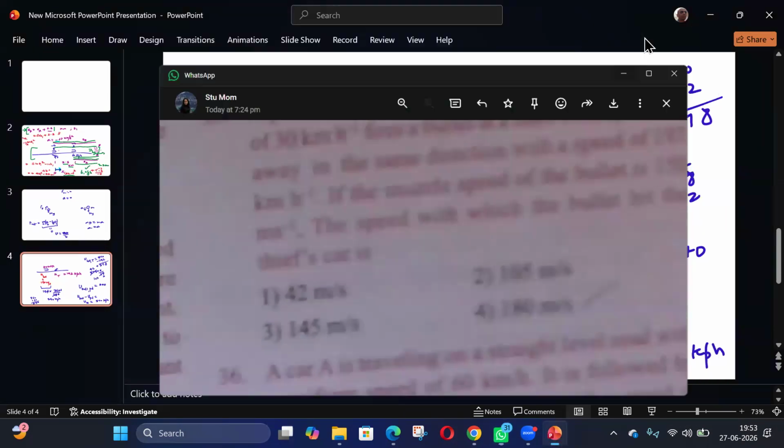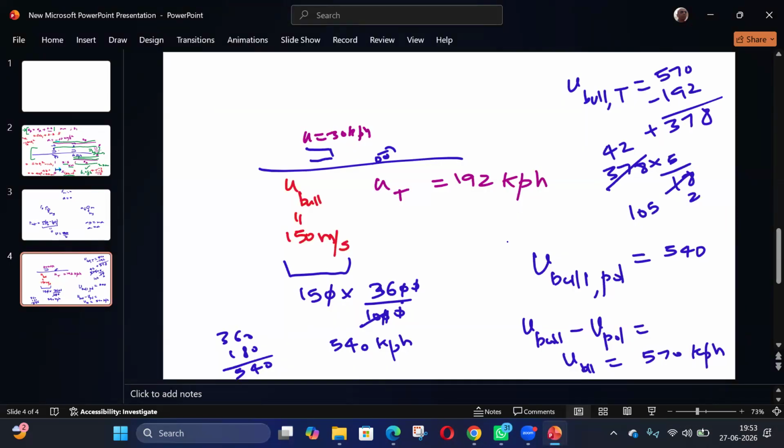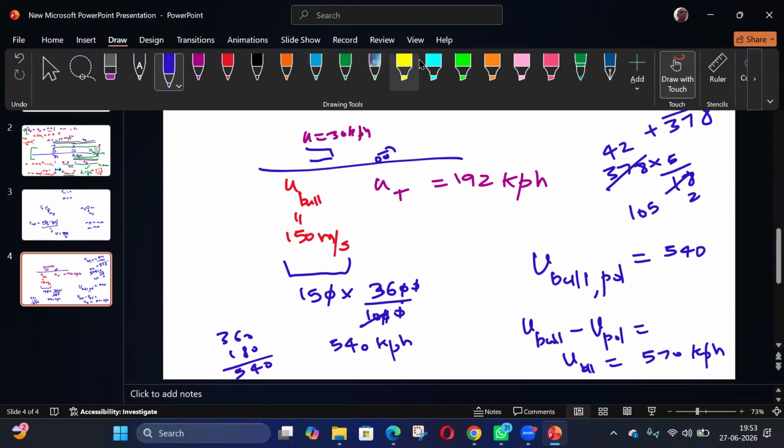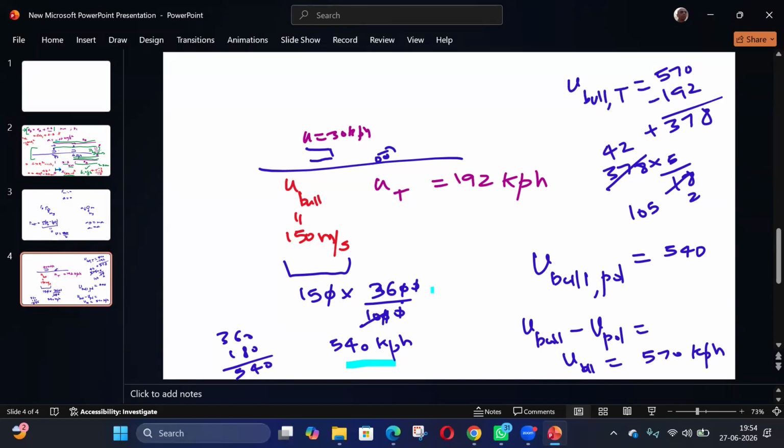See, there are certain things you have to understand. Usually when they say the muzzle velocity, that is with respect to the frame in which it is sitting. So this 150, which is 540 km/h, is the velocity of the bullet with respect to the frame, which is the same as the police vehicle. So the velocity of the bullet minus the velocity of the police vehicle is 540. That means the velocity of the bullet with respect to the ground, which is stationary, is 570. And when it hits the thief, it is going to be the relative velocity.